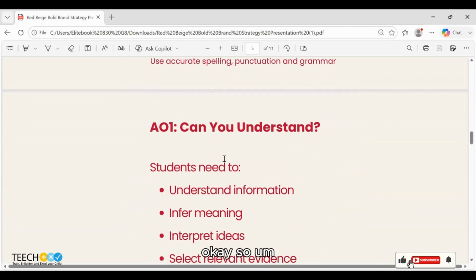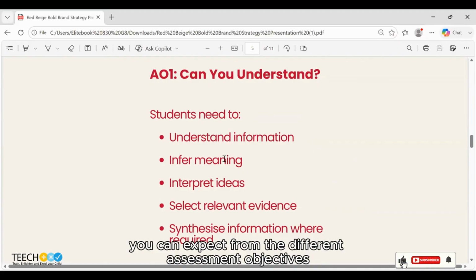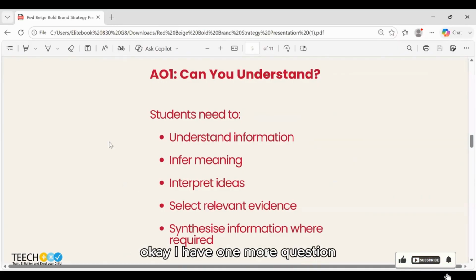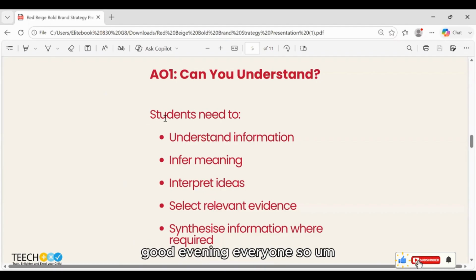Okay, so the rest of the slides is just to break down what you can expect from the different assessment objectives. Okay, I have one more question. Yes, Mercy. Okay, so mine is not necessarily a question. Good evening, everyone.